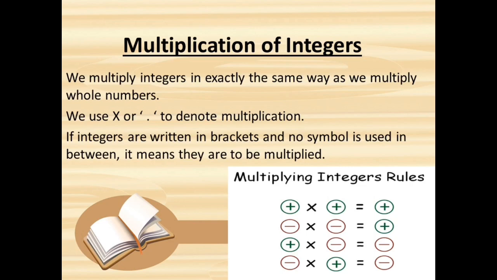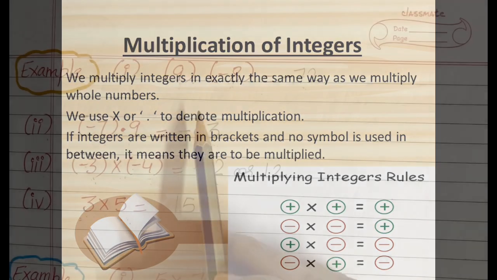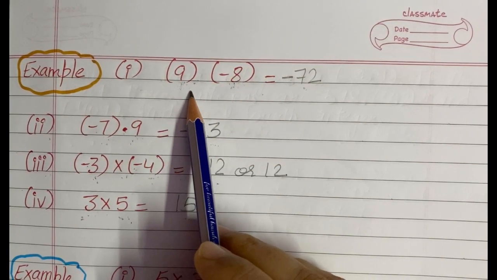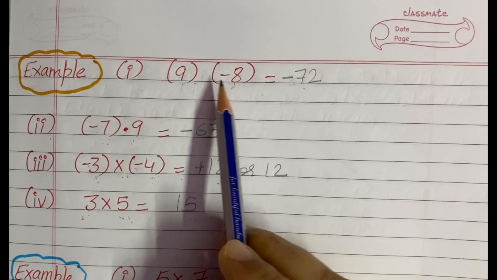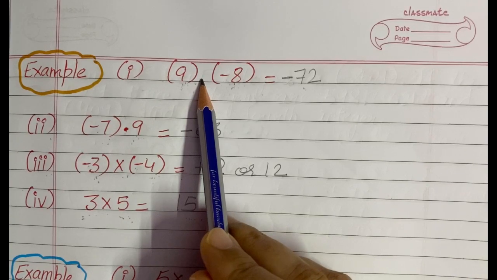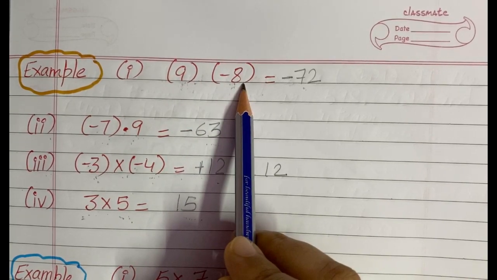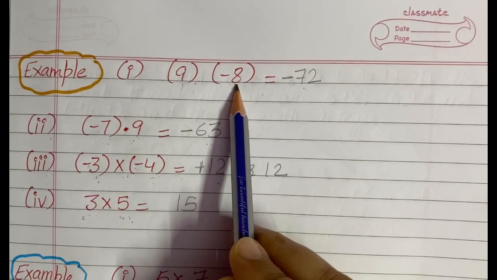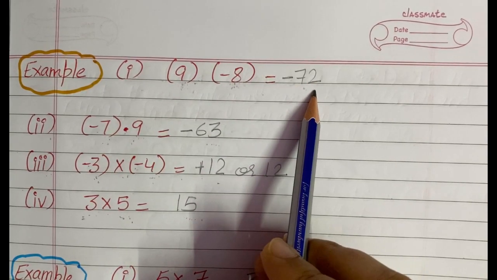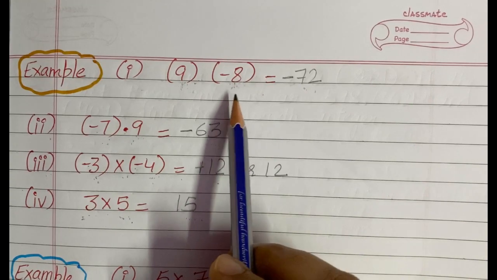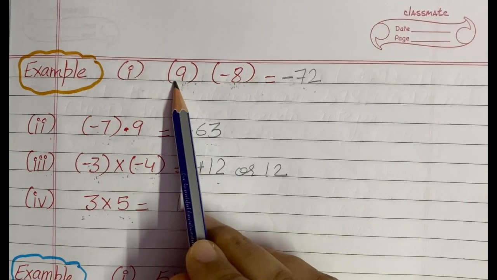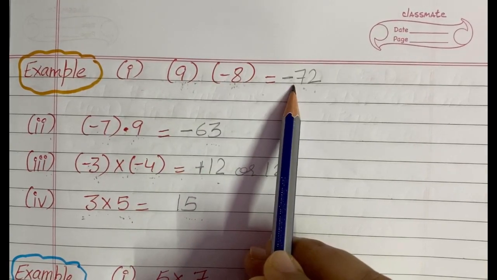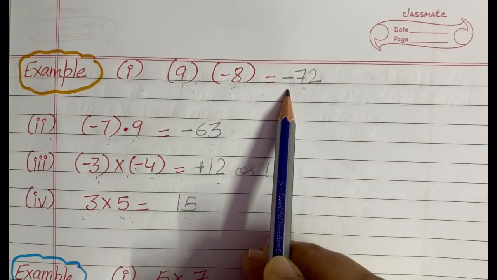Now let us understand this more with the help of an example. The first example is (9)(-8). Now students, as I told you, when there is no sign between them, then the numbers will be multiplied. On multiplying 9 and 8, what will we get? We will get 72 as the answer. And which sign will we take? According to the rules, this is plus, this is minus. So plus minus will become minus. Hopefully the first example is clear to you.